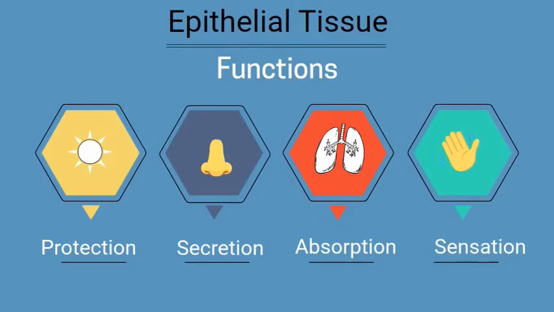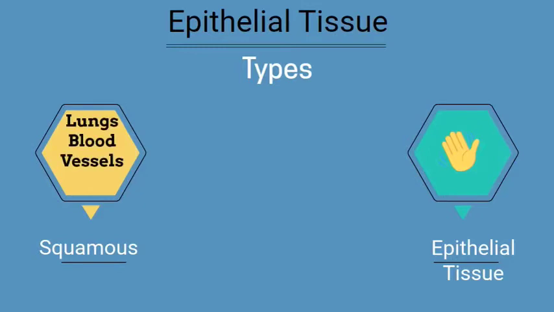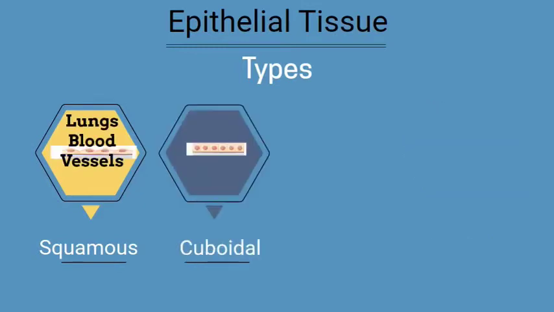Epithelial tissues are divided into several different types and are classified by both their shape and the number of layers. First up, you have squamous. Squamous are like pancakes. Their width is greater than their height. You will find these in the lungs and the blood vessels. Next up are cuboidal. Cuboidal tissues have a width and height which is the same, like a cube. Many times you find these in important glands.